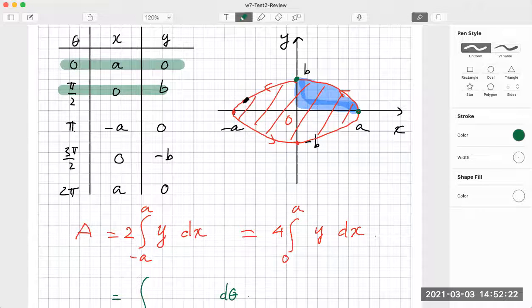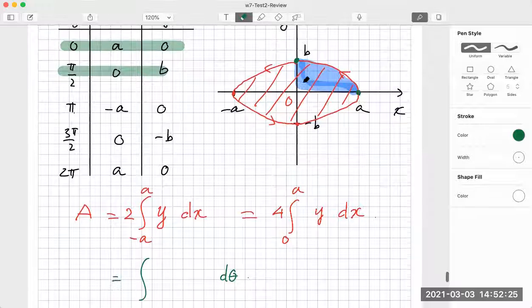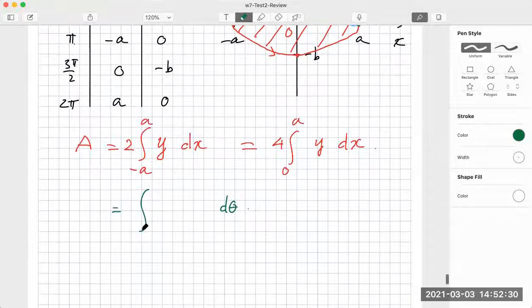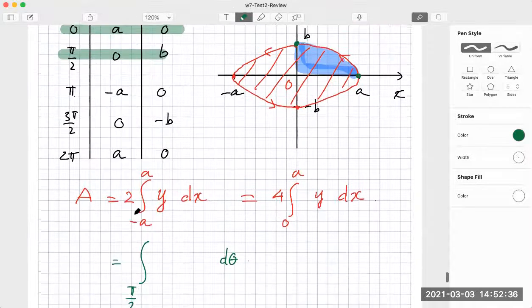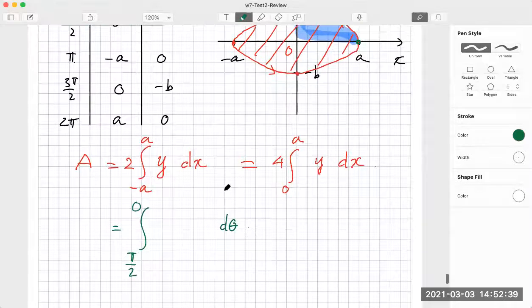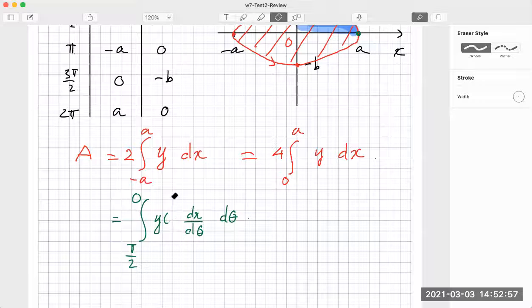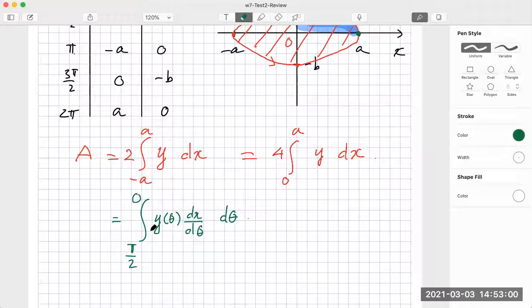That is why the area of this guy will be the integral from the left to the right, which means from theta equal to pi over 2 to 0 of the y in terms of theta and dx over d theta. Is it clear?